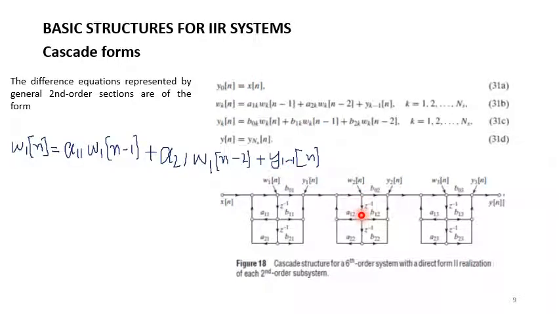Similarly you can go for the second node, that is w2k, and you replace k with 2, so you can find the value of the second, third, and so on. Just plug in the value for k and you can find the outputs for the corresponding nodes. So I hope this clears the idea.